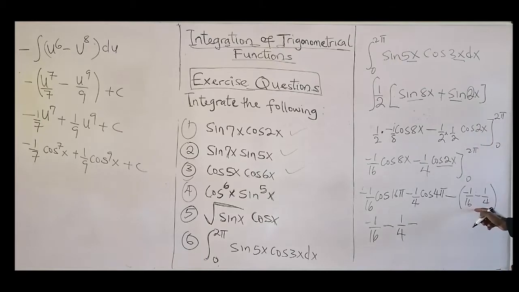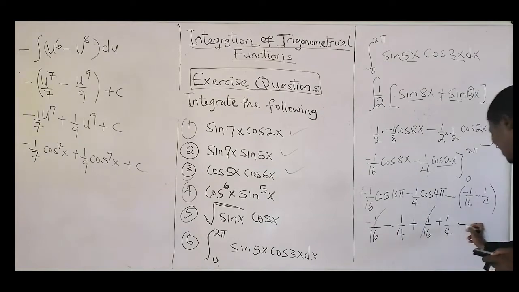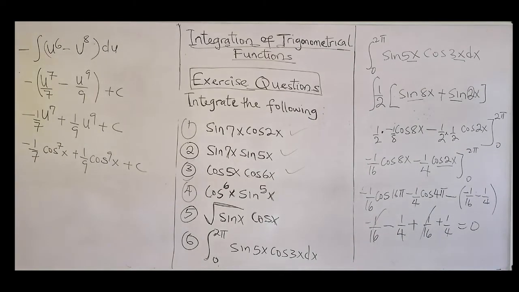Then minus, we can open this bracket. This is minus times minus, that's plus 1 over 16. Minus times minus, that's plus 1 over 4. So this one cancels out. That's 0. It's 0, that's all we got. If there's no mistakes, that's all we got. Okay, so we just have to check that.